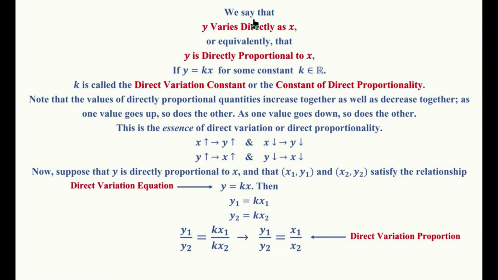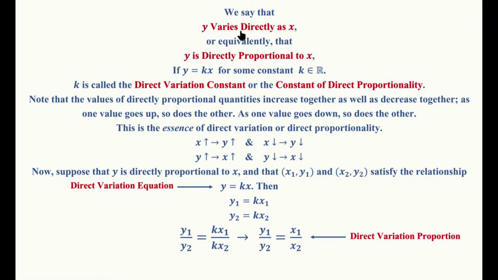Technically speaking, we say that y varies directly as x, or equivalently that y is directly proportional to x, if y equals kx for some constant k belonging to the set of real numbers. In other words, for some real number k.